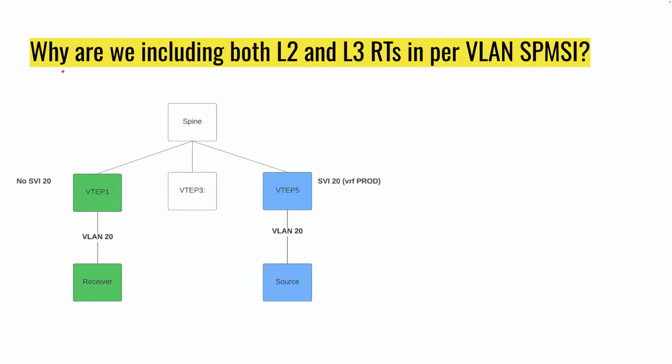So is the question clear, guys? Or should I explain it a bit more? Your question, I think we understand, is why both route targets are needed. Right. Why both advertise L2 and L3? Yeah, why can't we just do with the L3 route target alone?